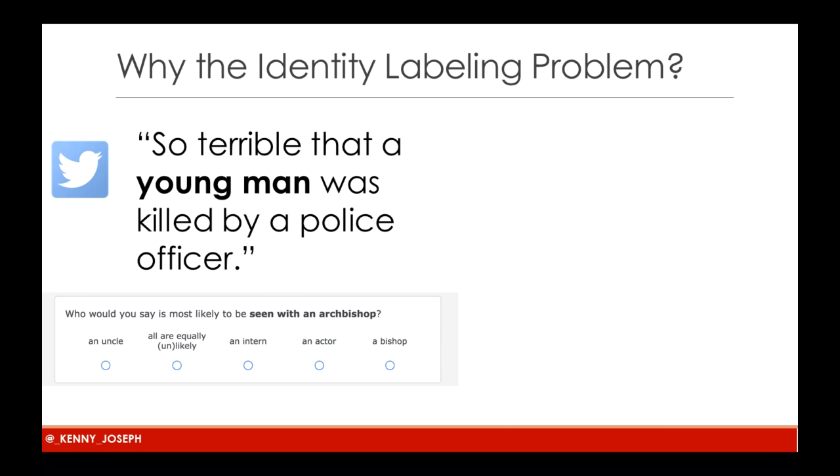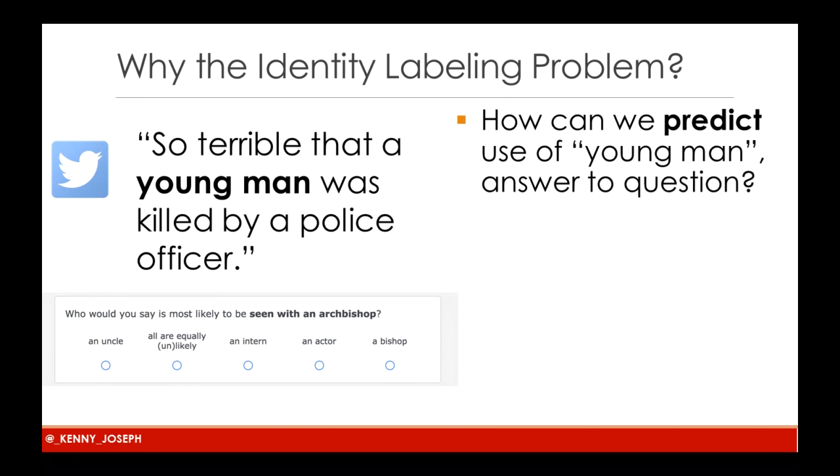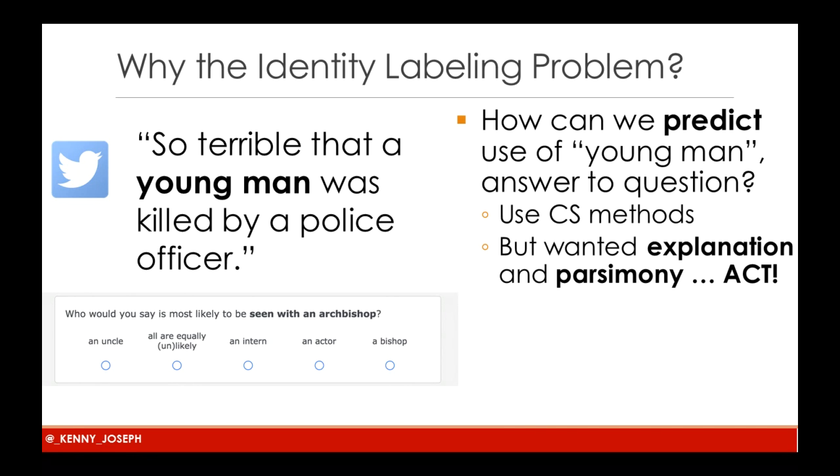So you'll see today that I've expanded beyond text to look at multiple choice questions. Here I'm saying, who would you say is most likely to be seen with an archbishop? I give you a bunch of answers, and as a computer scientist, what I want to do is predict that you're going to put young man here. If I remove it from this, the blank, I want to predict your answers to these questions. And so I can use computer science methods. I can put everything into 100 million dimensions and have 6 billion parameters and optimize the function. But the problem is that I can't explain what's happening sociologically, and it's not parsimonious.